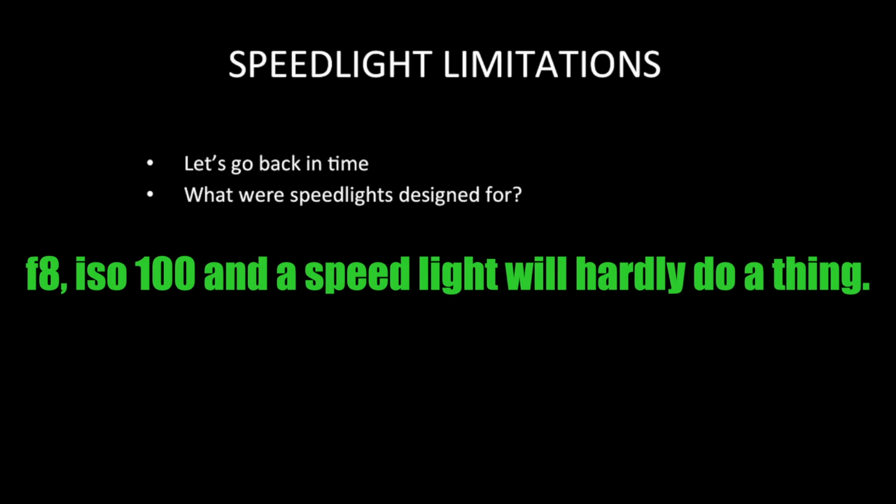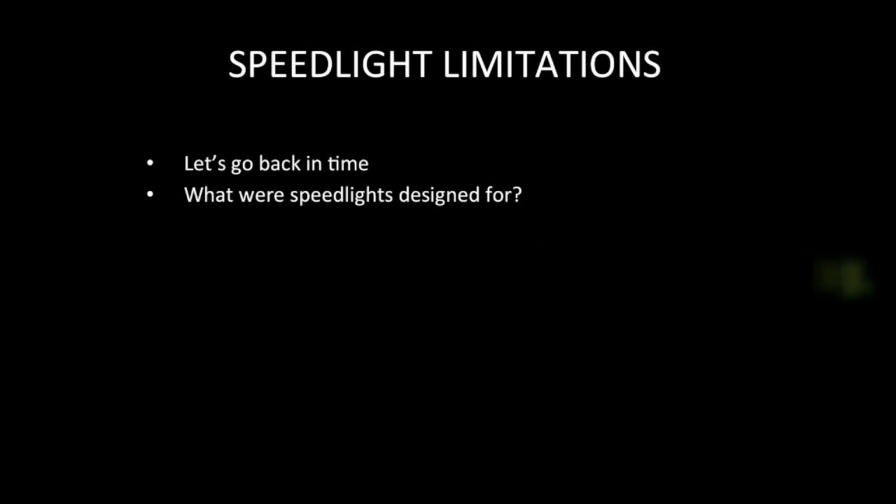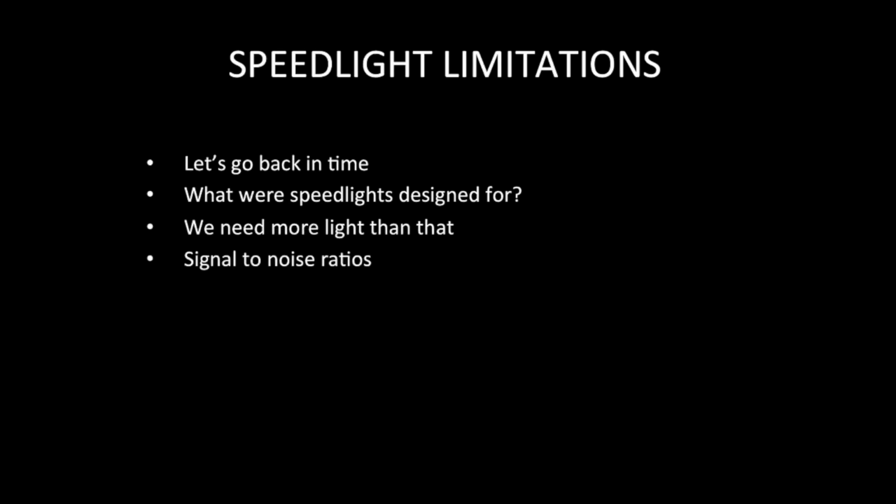But the way I work, I hardly ever use speedlights because even if I go into a small bedroom, I'm on full power with my speedlights, the way I shoot. ISO 100, f8, it's like full power. I can barely get enough light in a small bedroom with one, all right? So we need more light than that. So what are we going to use?